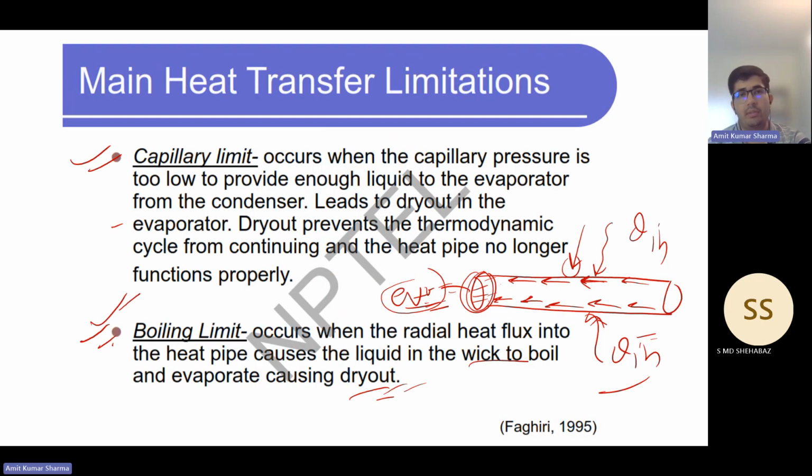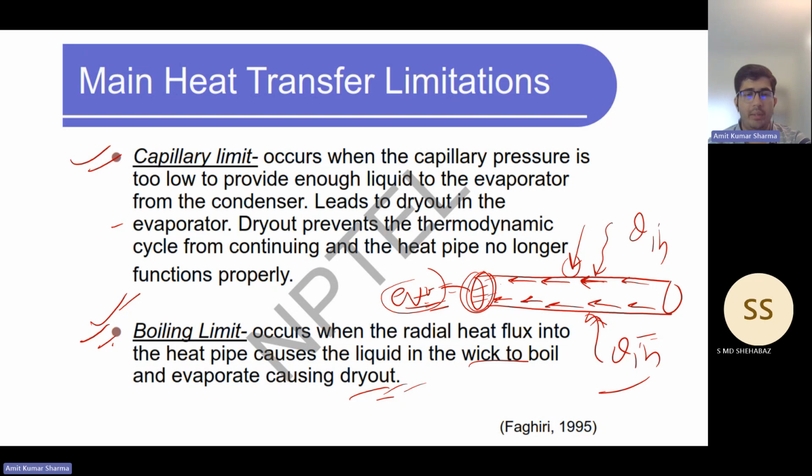And there are some main heat transfer limitations in heat pipes, that is the capillary limit. That occurs when the capillary pressure is too low to provide enough liquid to the evaporator from the condenser. It leads to dry out in the evaporator. Due to this, dry out prevents the thermodynamic cycle from continuing and the heat pipe no longer functions properly.